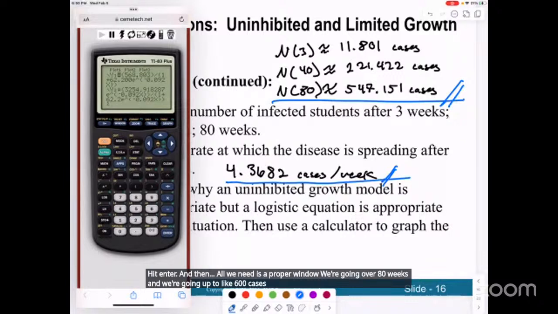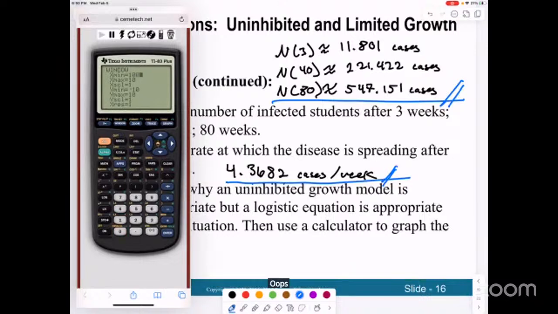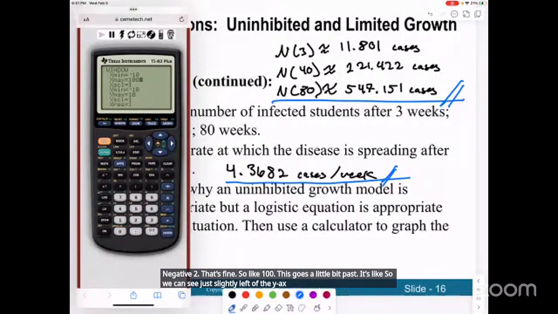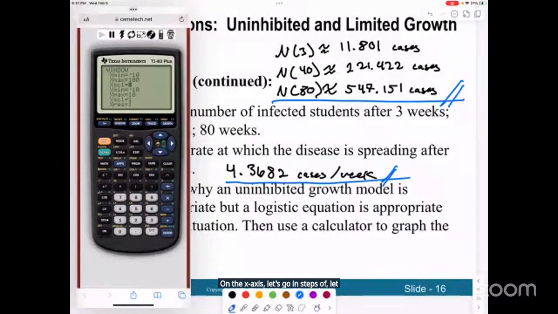So my x values, let's go from -10 to 100. This goes a little bit past, so we can see just slightly left of the y-axis, and then we're going up to 100 weeks, even though we collected data up to 80 weeks. On the x-axis, let's go by fives, because if we go by tens, there will be 10 tick marks. I'm going to go by five, so that'll be 20 tick marks.